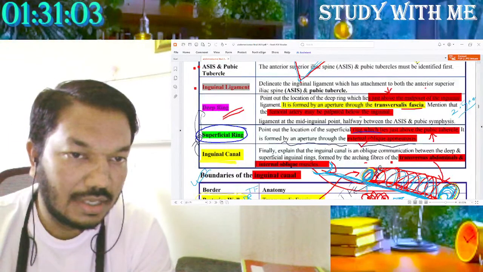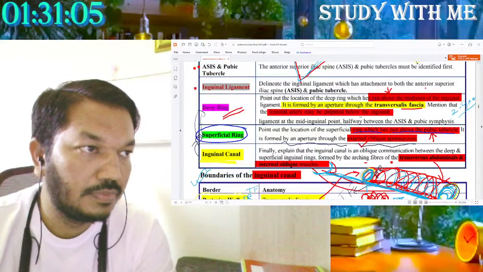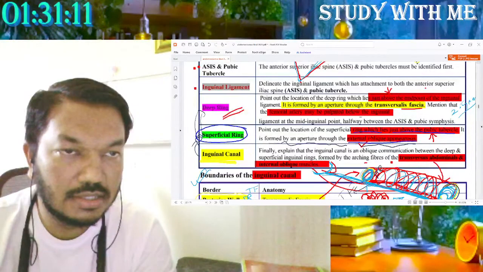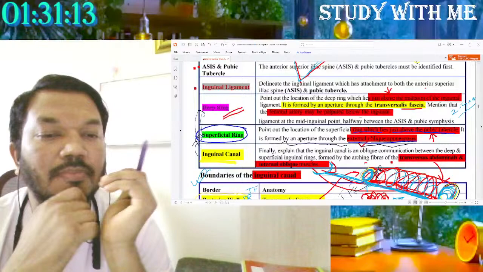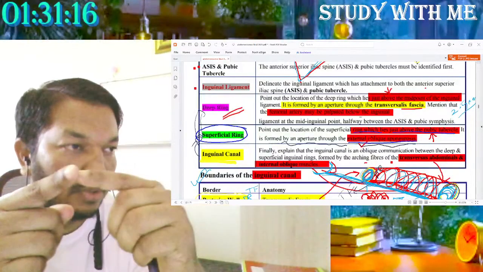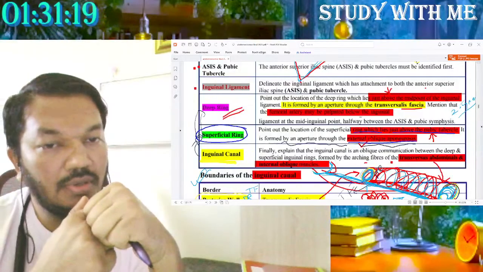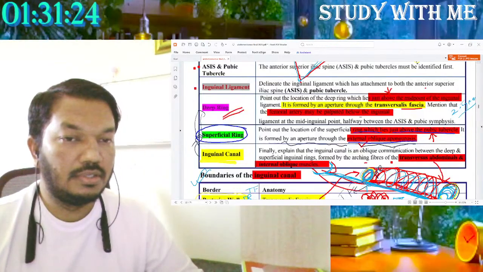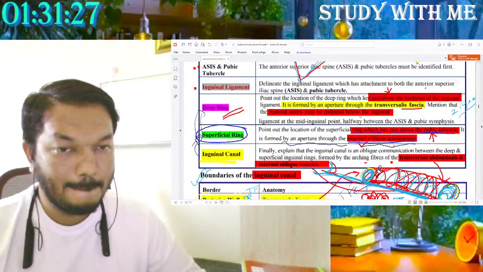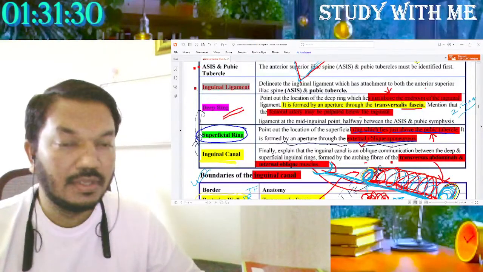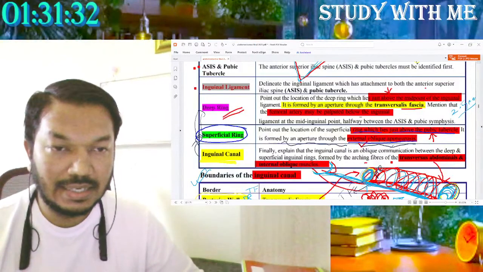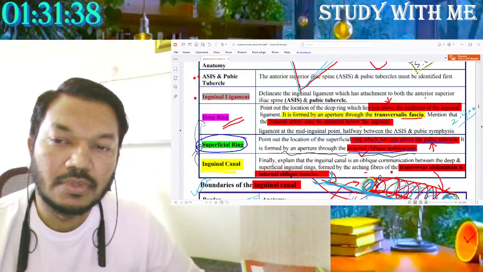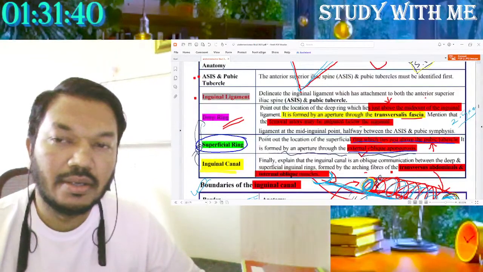A ring which lies just above the pubic tubercle, and it is formed by the external oblique aponeurosis. These two pieces of information we need to receive. Superficial ring location just above the pubic tubercle, and it is formed by the external oblique aponeurosis. This is the superficial ring.